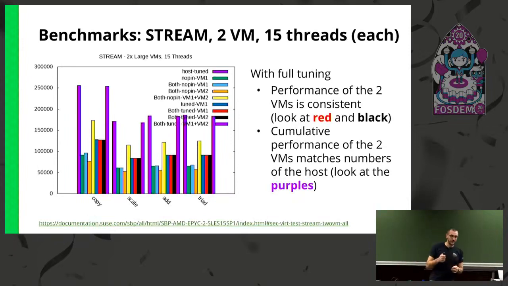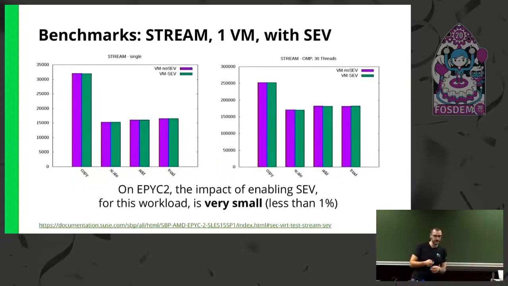And the important part, the nice part, is that, as you can see, the performance of the VMs is quite consistent, because they are basically performing the same in all the 4 Stream operations. And then this last bar is basically the sum of these 2, which again pretty much matches bare metal. And so we are happy again.